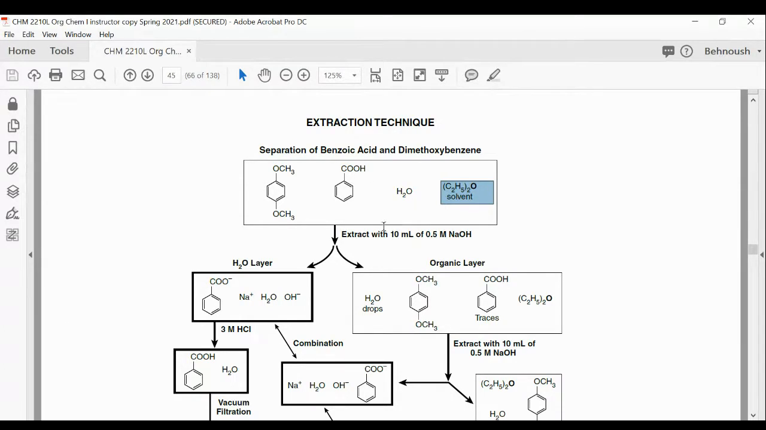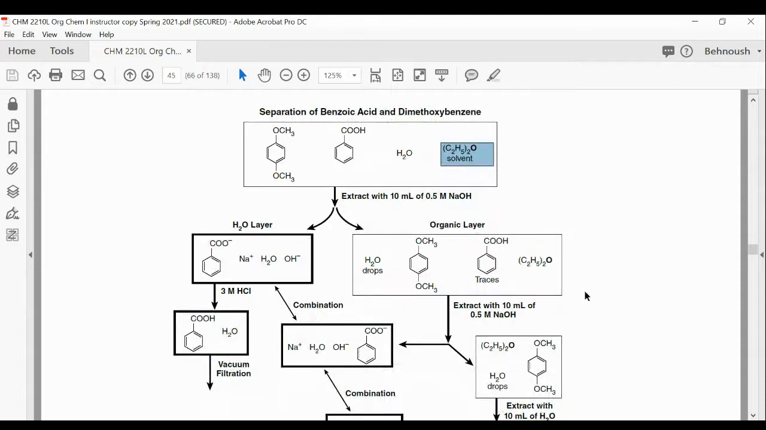Then what is the next step? You're adding sodium hydroxide. When you add sodium hydroxide, is it going to react with the neutral compound or the acid? It's going to react with the acid. The acid goes to the aqueous layer. The neutral compound is going to stay in the organic layer. It says some trace amount of the acid could be left over. When it says trace, that means most of it has gone to the aqueous layer, but a trace amount could be left over.